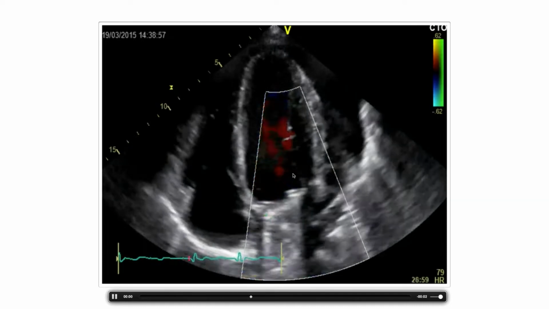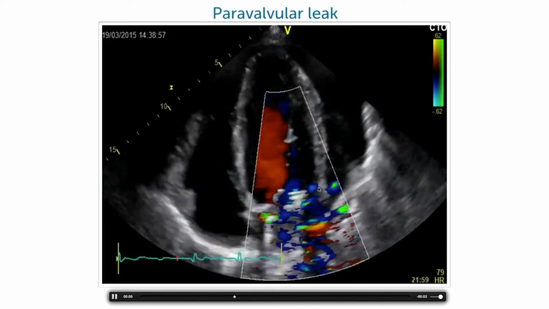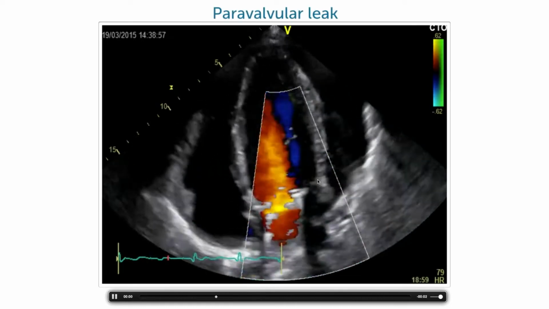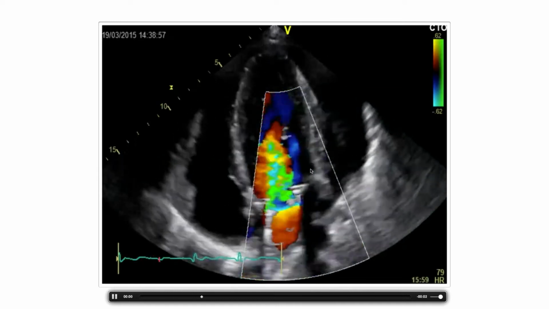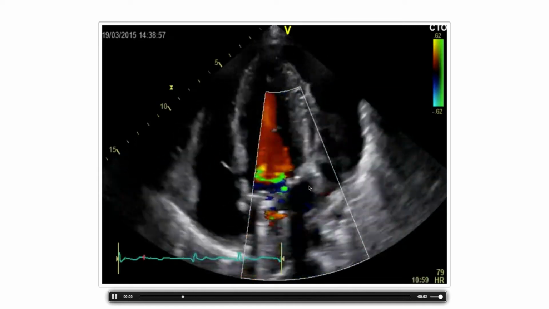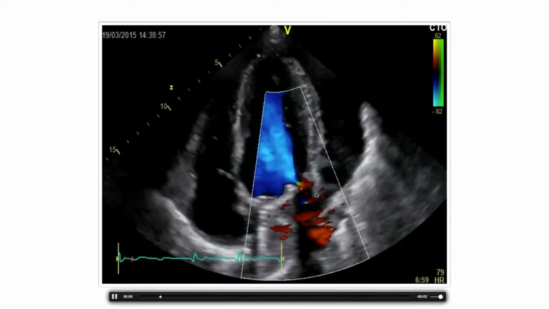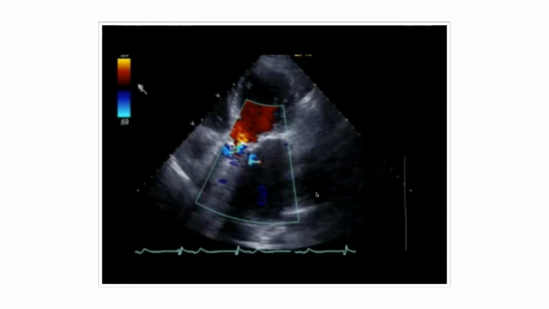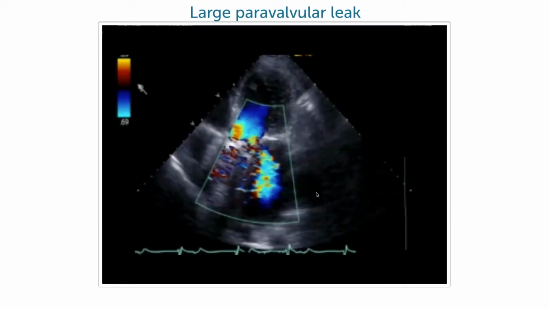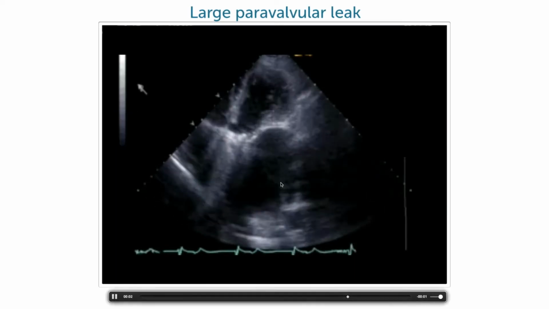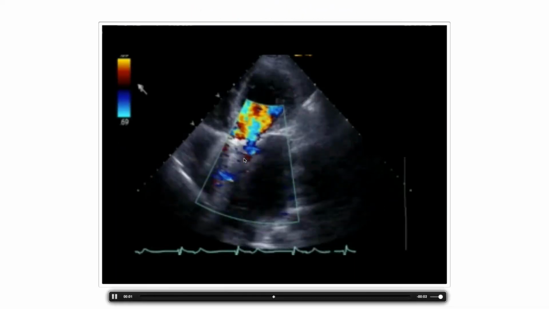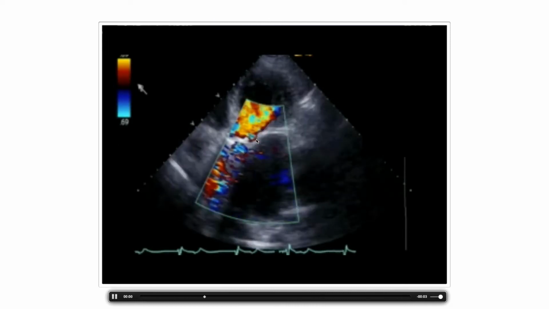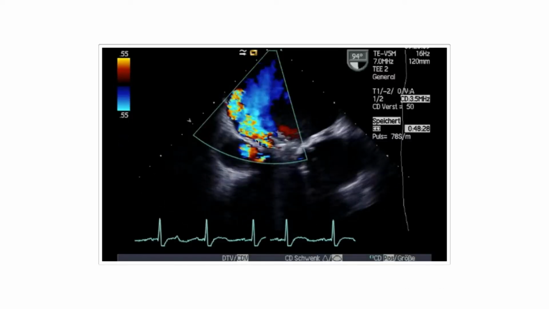Here is another example, this time of a patient who not only has a pericardial effusion, as you can see, but also a perivalvular leak right here in the lateral rim of the prosthesis. It's very nice to see that a jet regurgitates here from the rim of the prosthesis. And here a beautiful example of a patient who has a very, very large paravalvular leakage. You can see that the jet is very broad, originating probably from the medial part of the mitral valve right here.